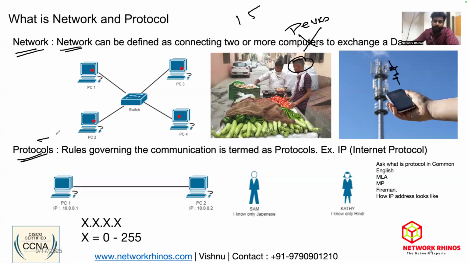Like if Sam knows only Japanese and Kathy talks only Hindi, if they want to communicate, is it possible? No. Why not possible? Because the protocol says they should know the same language or else they cannot talk. In a similar way, your computer also has protocols. One of the major protocols is IP. IP expands to what? Internet Protocol.